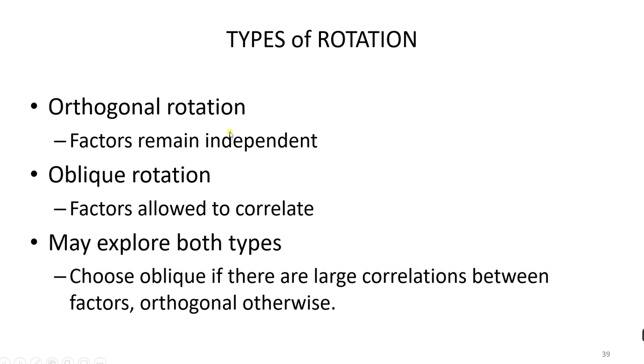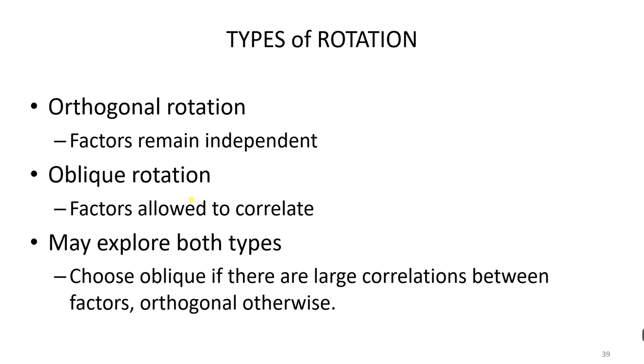And there are different methods of orthogonal rotation. The other category of rotation is oblique rotation. We follow oblique rotation when the factors are allowed to correlate, when there is a correlation among the factors. So if you are having difficulty, you may explore both types. You can then see the correlations between the factors. If factors are correlated, then you can go for oblique rotation. Otherwise, you can keep the orthogonal rotation.